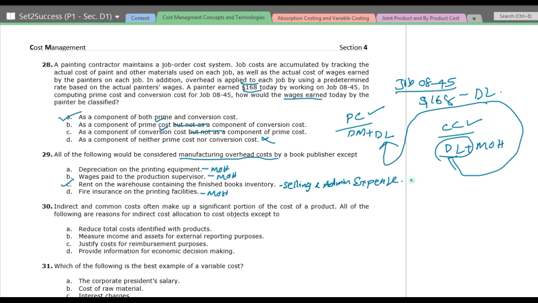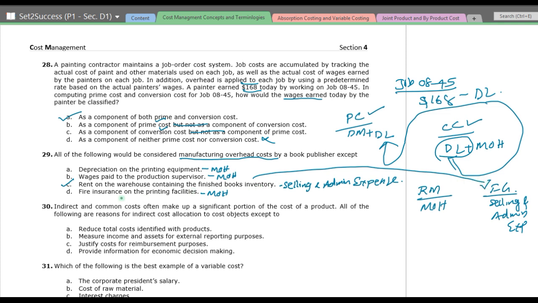So let us understand one aspect of it, that is we have two types of warehouse. Warehouse that stores raw material, and warehouse that stores finished goods. The warehouse that stores raw material is manufacturing overhead, and the warehouse that stores finished goods, that is selling and admin expense. So here we have rent on warehouse containing finished goods inventory, so that's why it is selling and admin expense. But if it were rent on warehouse containing the raw material, that would have been manufacturing overhead.